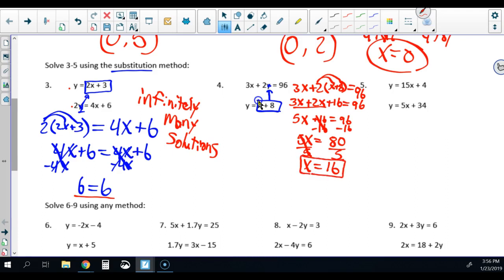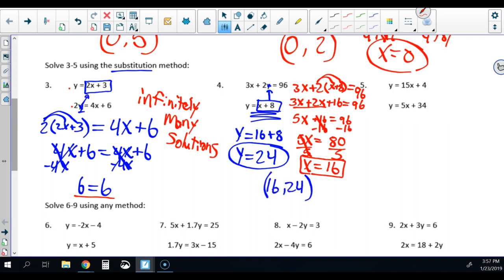That's half my answer. Once I know that x is 16, I can now look at this equation right here and say that y is equal to x, which we just found is 16, plus 8. So y is now 24. So x is 16, y is 24. That's going to be 16, 24.